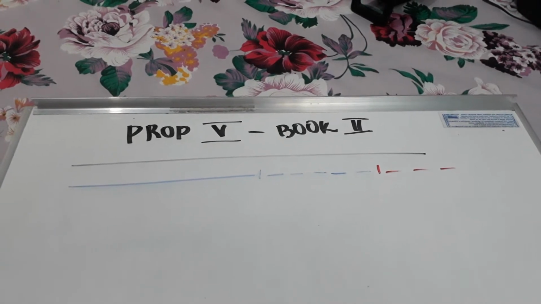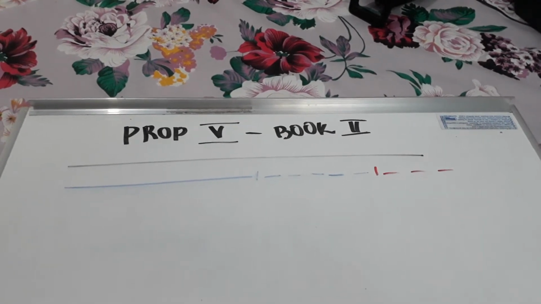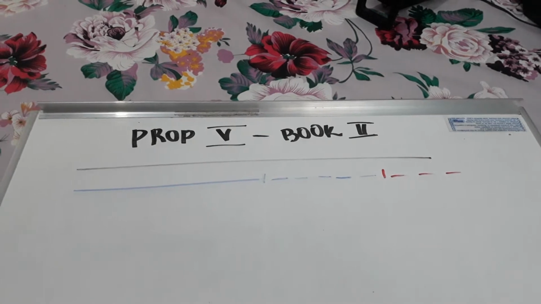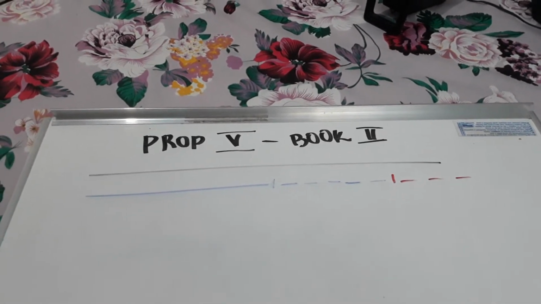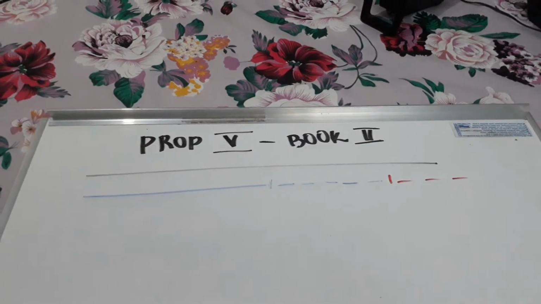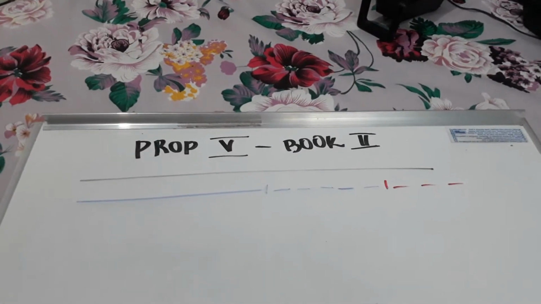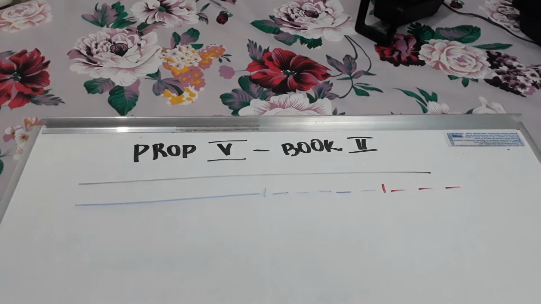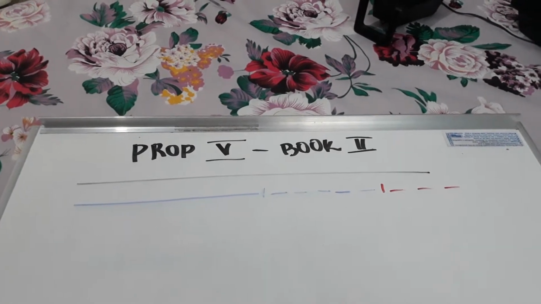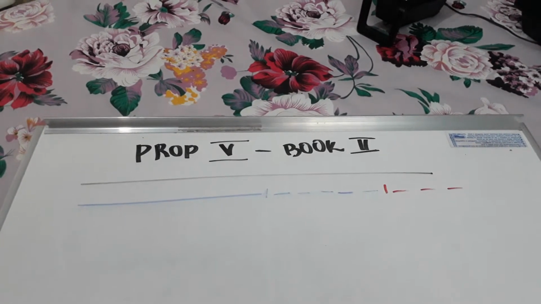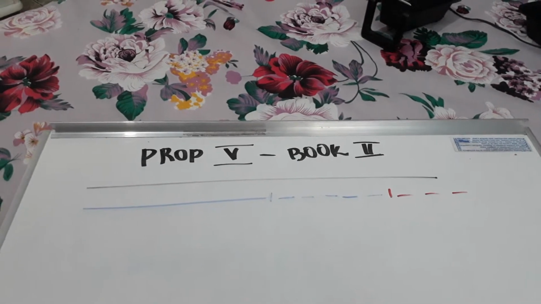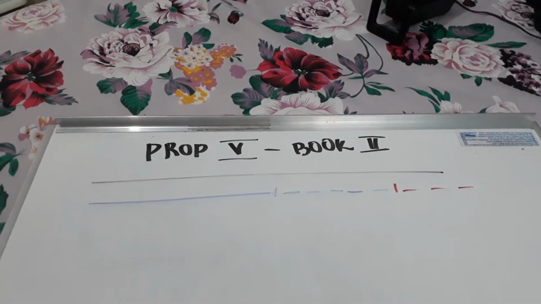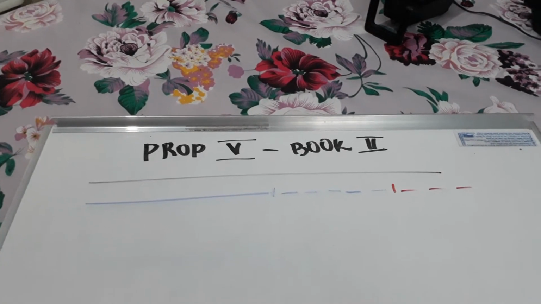Proposition 5, Book 2, Euclid. Given a straight line to be cut in even and uneven parts, the rectangle contained by the uneven parts plus the square that is on the line in between the points of section are going to be equal to the square on the even side.